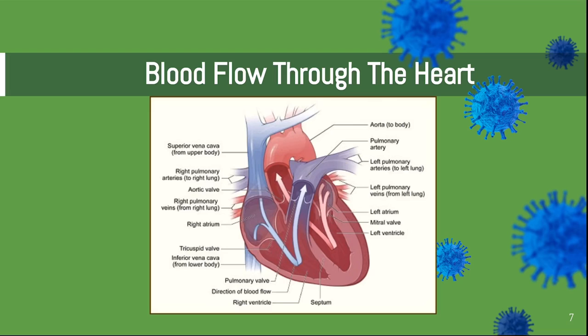to collect oxygen. Then blood is pumped through the left atrium and sends blood through the bicuspid valve and goes into the left ventricle, which sends blood through the aortic valve and then goes into the aorta, then out to the rest of the body.